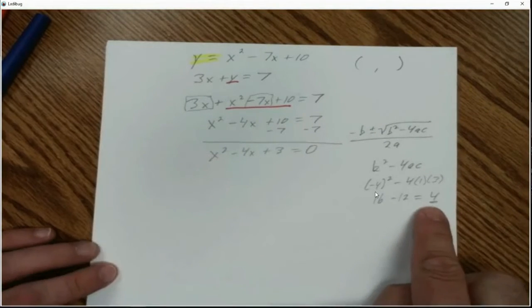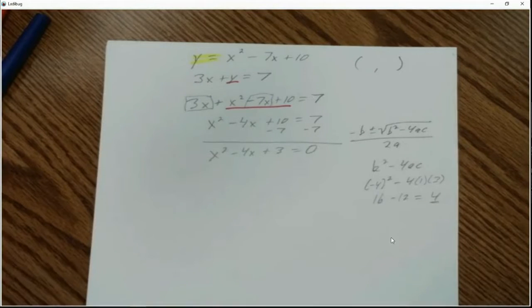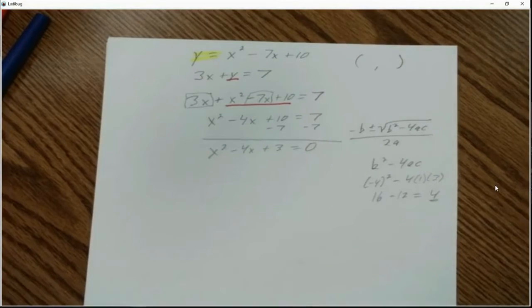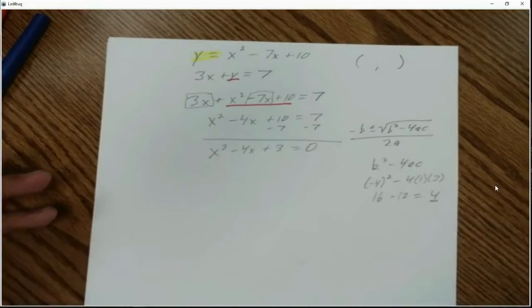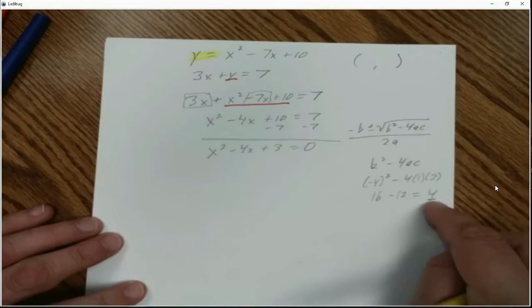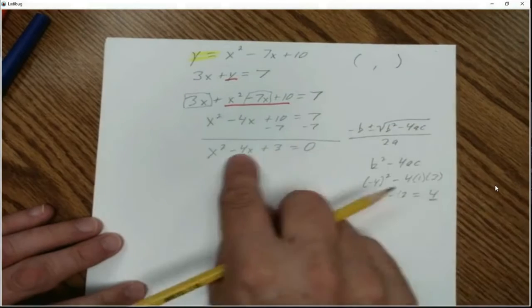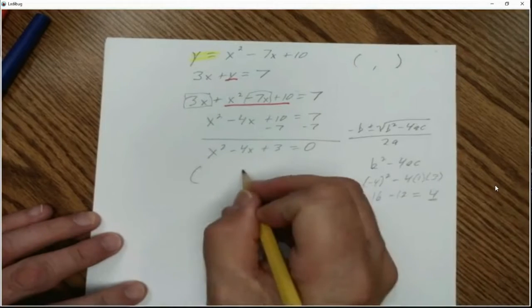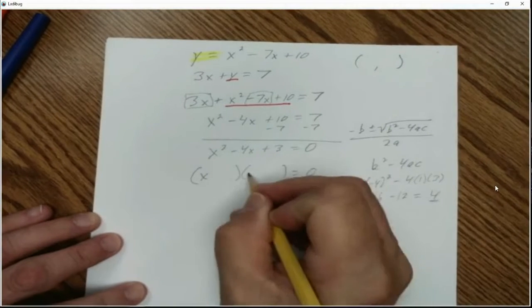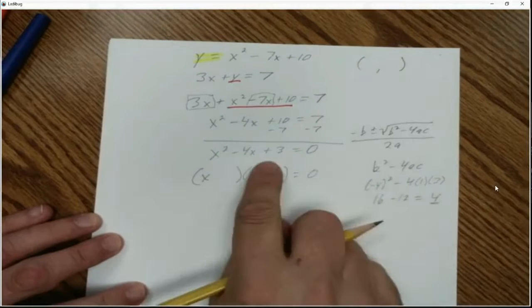If this was a number that was greater than 0 that was not a whole number, it was a decimal or something like that, then there still would be two solutions, but this would not be factorable. It'd be some weird solutions that have a square root number, and we would need to use the quadratic formula if this was not a whole number. But since this is a whole number, we'll be able to factor this. So this will factor into two binomials.